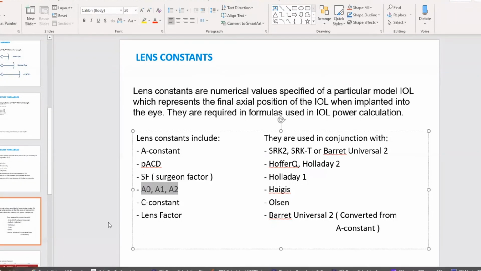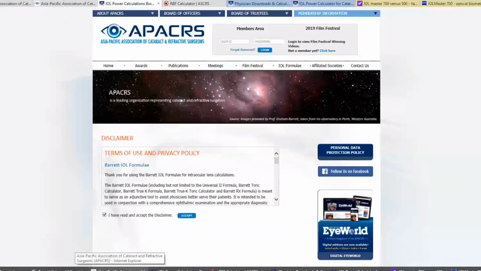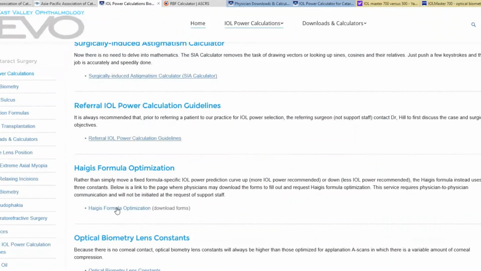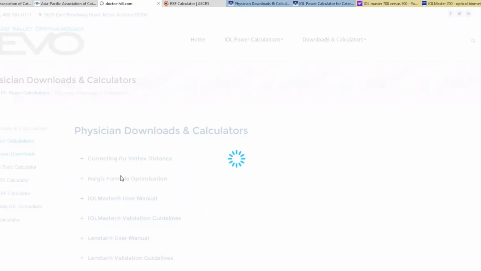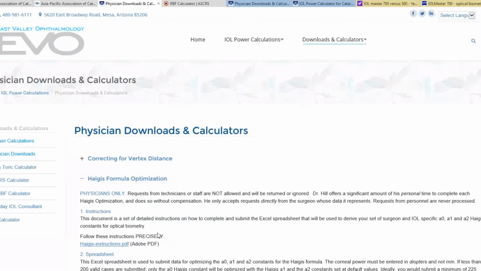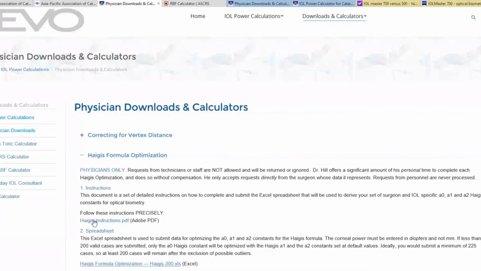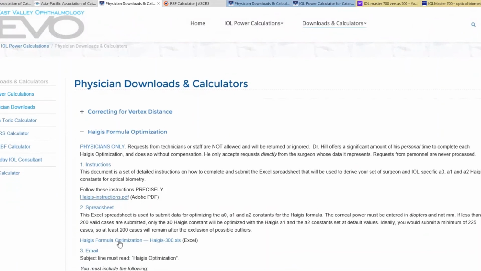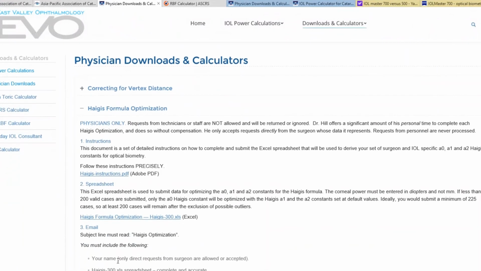this optimization also provides optimization for your A constants and your predicted ACD values. So there's quite a bit of data that's required. If you click on this, it brings you to a page where you click on this one, and you have some instructions specific to the data that needs to be collected and submitted to Dr. Hill. So this is the spreadsheet that you would need to download and collect the data. It does provide a constant personalization and predicted ACD personalization as well.